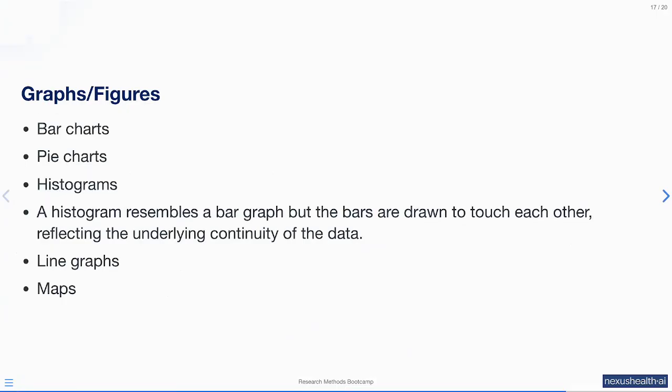In descriptive statistics, we can make use of graphs and figures. We can use bar charts, pie charts, histograms. A histogram resembles a bar chart, but the bars are drawn to touch each other, reflecting the underlying continuity of the data. We can also show the data using line graphs, and for spatial data, we can use maps as well.